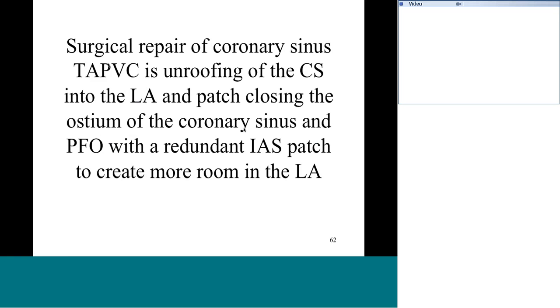The surgical repair will be unroofing this coronary sinus into the left atrium. That means you cut the roof of the coronary sinus, you lay open the entire coronary sinus into the LA, and then patch close the secundum ASD with the ostium of the coronary sinus all together with one redundant IAS patch. Why am I saying redundant IAS patch? If you use a rigid IAS, like a very short intratracheal septal pericardial patch, there won't be any room in the left atrium. That will lead to secondary obstruction.